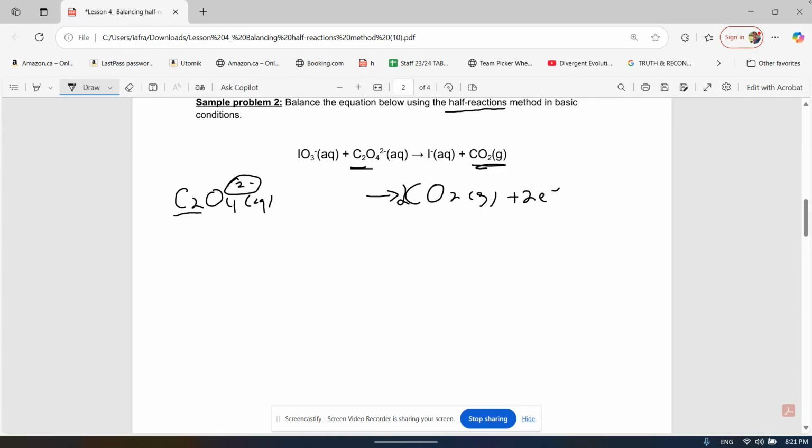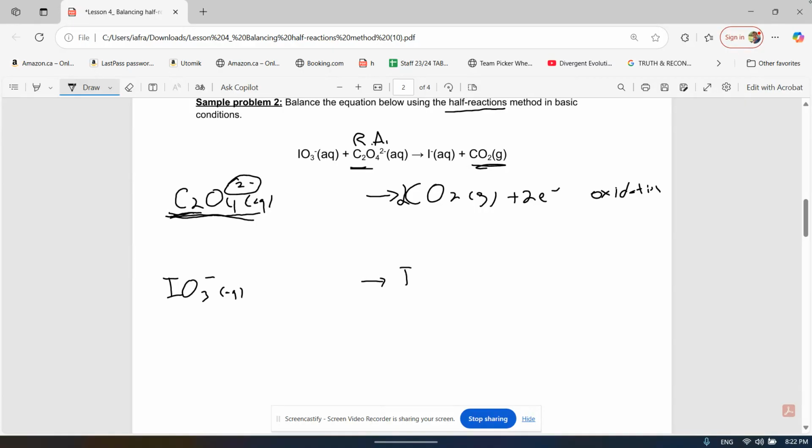We need to make the other side 2-, so plus 2 electrons. That means that this is our oxidation half reaction because the electrons are being released. So this was being oxidized, likely the carbon being oxidized. If you did the oxidation numbers, you'd see that. So if this is being oxidized, this is the reducing agent. So this is our oxidation half reaction. It's balanced now.